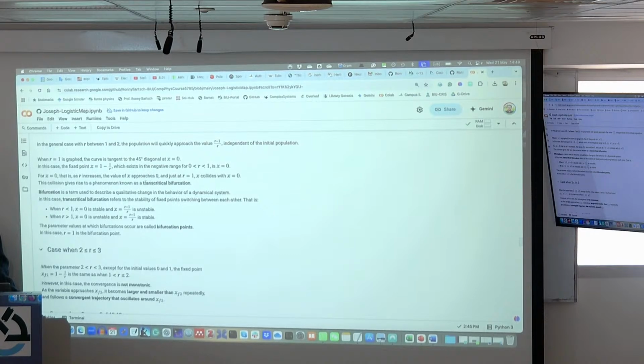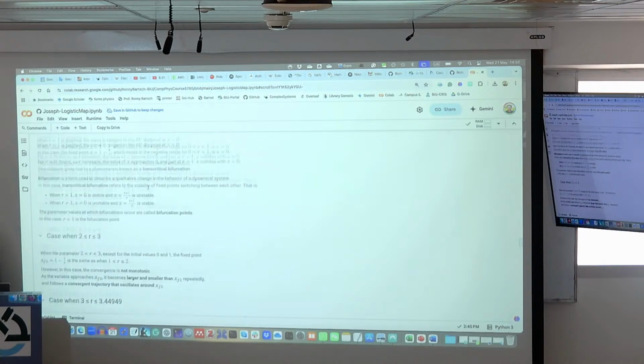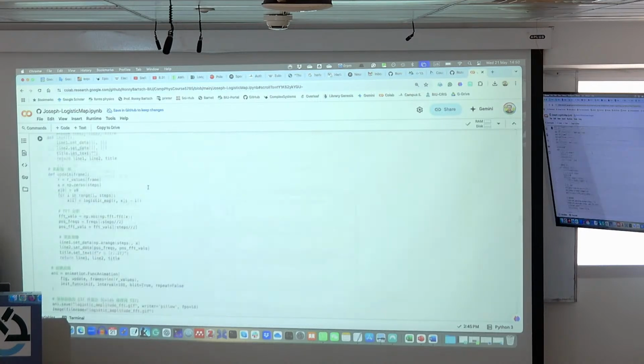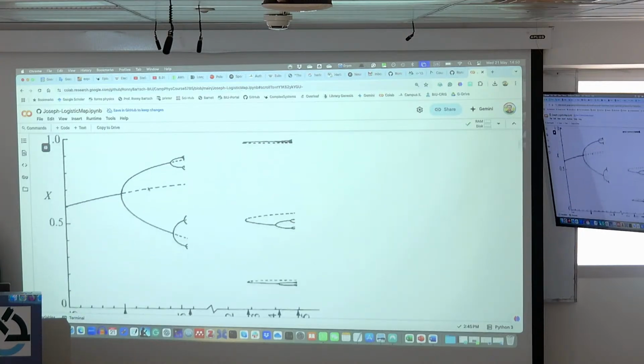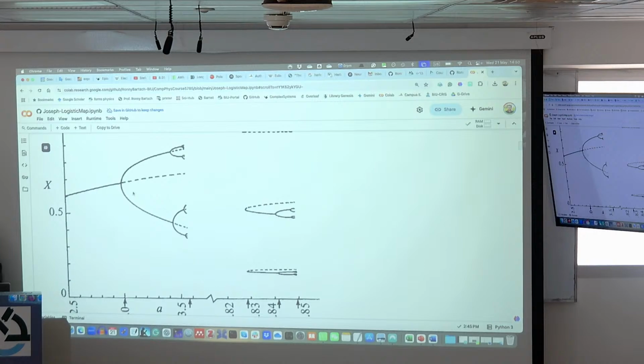So just at r equals 1, the fixed point x collides with x equals 0. The collision gives rise to the phenomenon known as a transcritical bifurcation. That's how we see it here. It gives rise to two stable points.